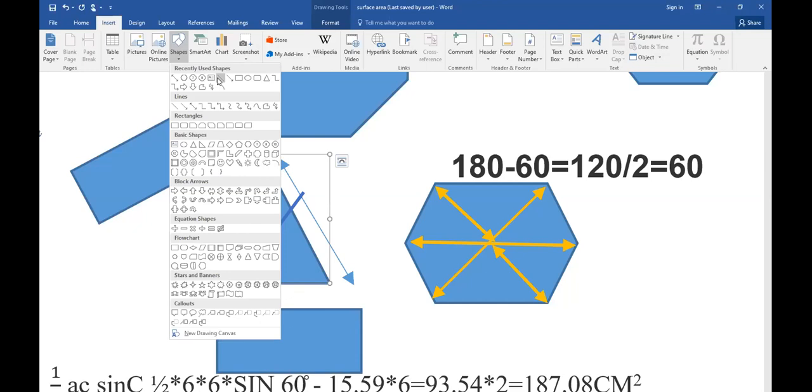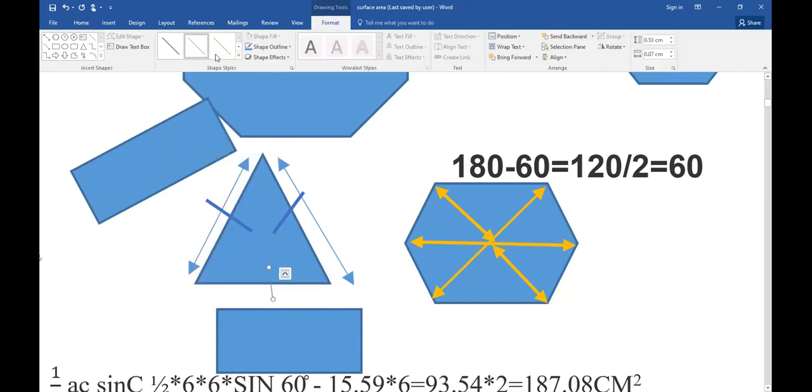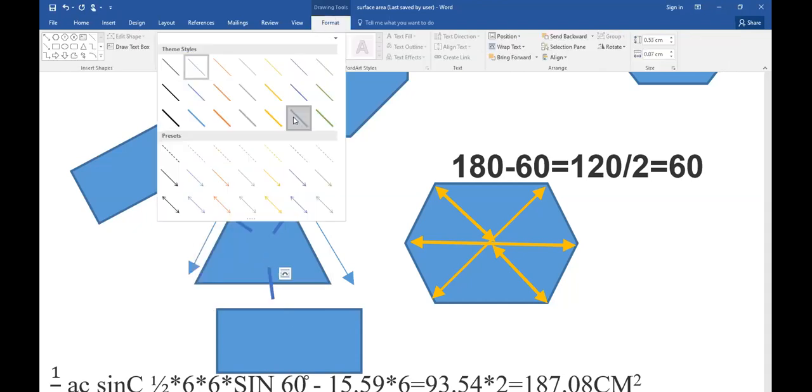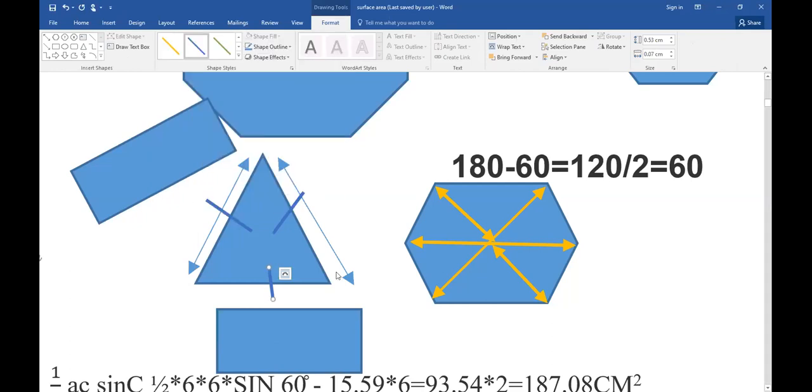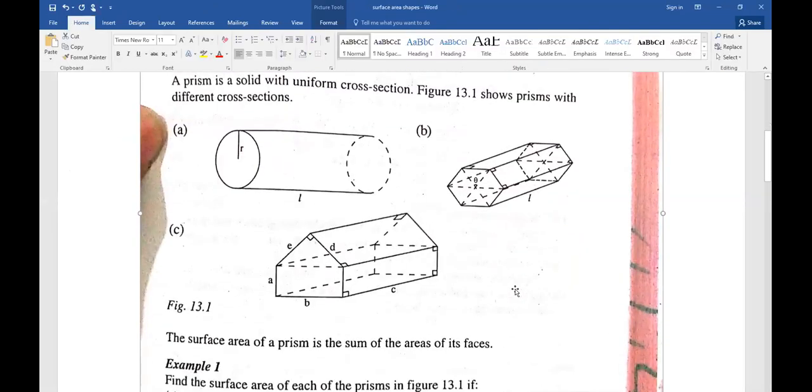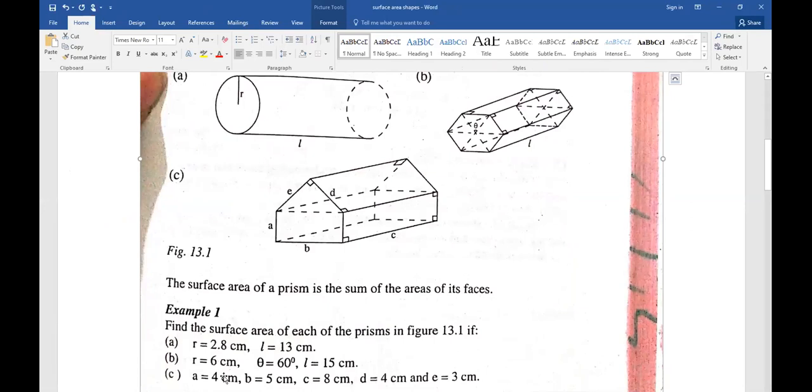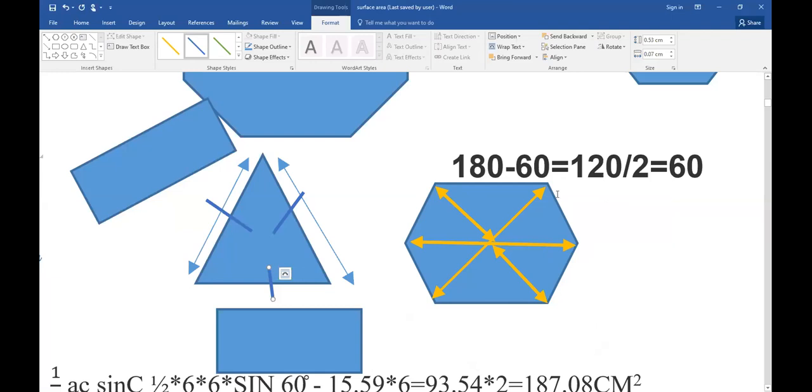So all the sides are equal here. Let me add this one. So it is an equilateral triangle, which means all the sides are equal. If all the sides are equal, let us come back to our shape and see. We were told that the radius was 6. If the radius was 6, that means it is 6 throughout. So this one is 6 centimeters, 6 centimeters, 6 centimeters, 6 centimeters, 6 centimeters, and 6 centimeters.